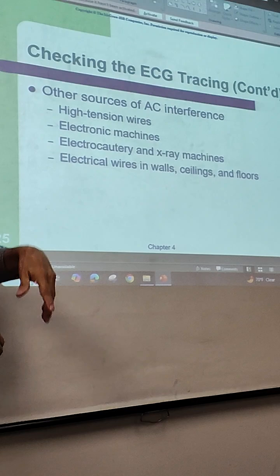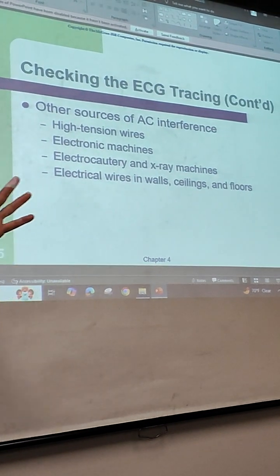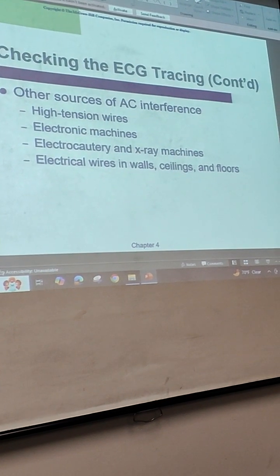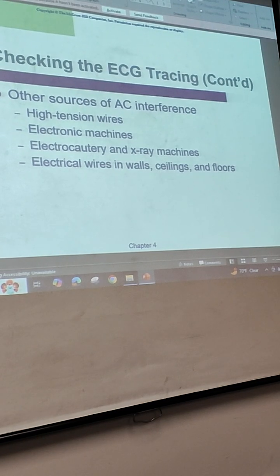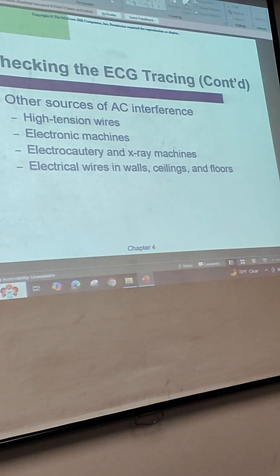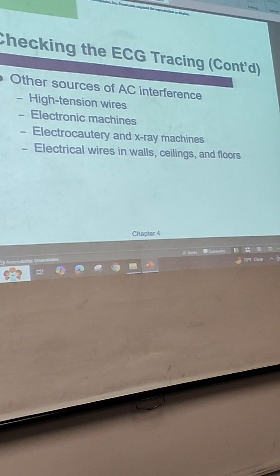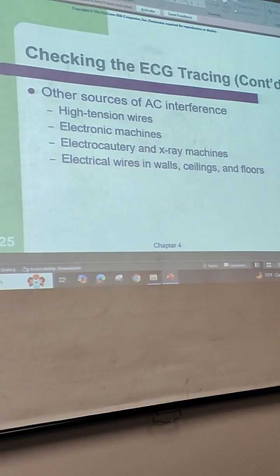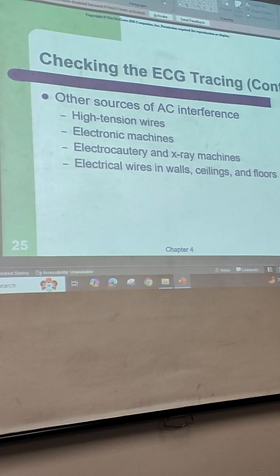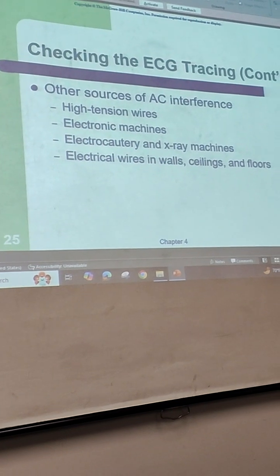So right there, other sources of AC interference: high tension wires, electronics, anything that has to do with electronics. So you don't have to know each thing. If there is an electronic, something that is plugged into the electricity, works with electricity, that's it. The wires that go through the wall, electricity. So period. It's not about each one of these little things. If you have an X-ray machine next to it, oh, it's an electrical device, so you know that that will cause this interference.